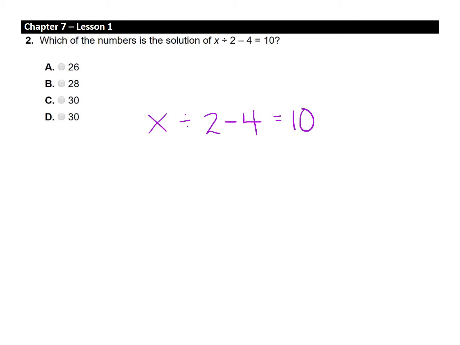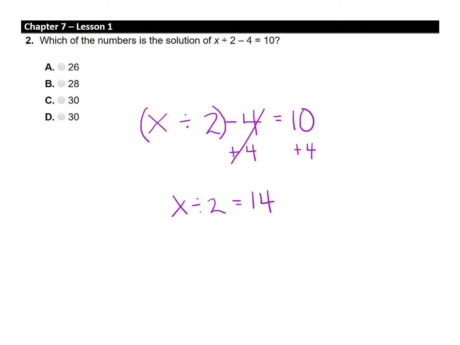So in the order of operations, the first thing we would do is x divided by 2. So I'm going to put parentheses around here because that would be the first operation I do. This helps me realize that what I want to get rid of is minus 4, and I can do that by adding 4 to both sides. That cancels out the 4's on the left, and that leaves me with x divided by 2 equals 14.